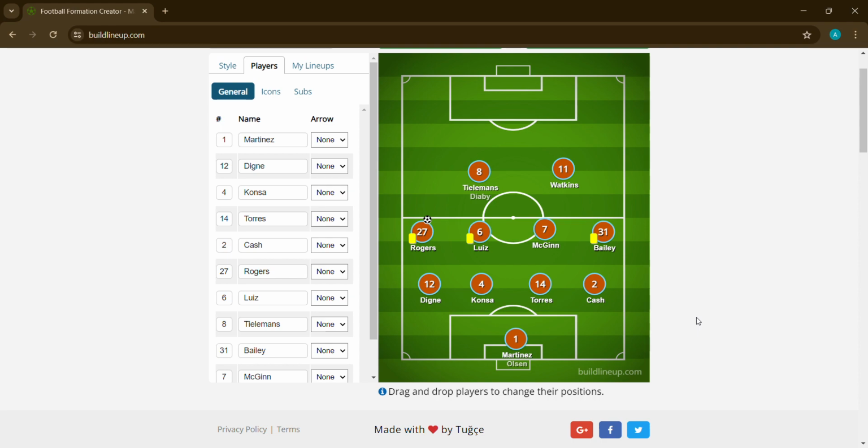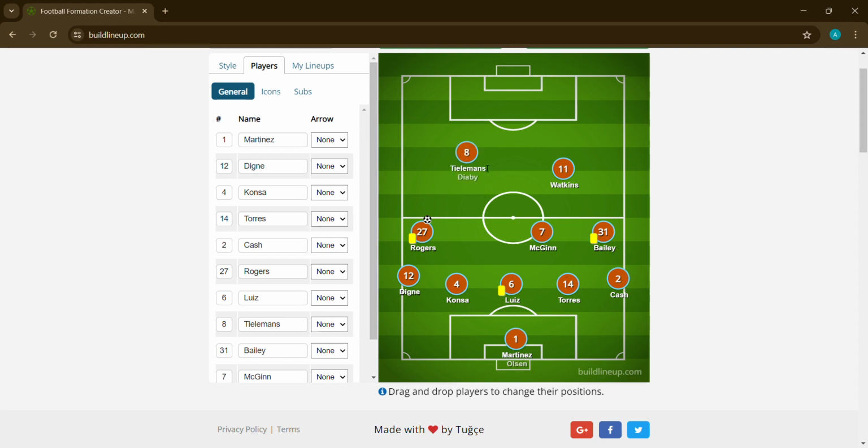So from here, what I suggested was for him to place Cash on the right, Digne on the left, and spread out Conte and Torres. That way Mikin or Douglas Luiz most likely can come down, and that way you have a 5 in the back. But then you'd move Diaby and Watkins a bit more forward, as you have Mitkin as the attacking midfielder, and then Bailey and Rodgers can work as counterparts in the wing.